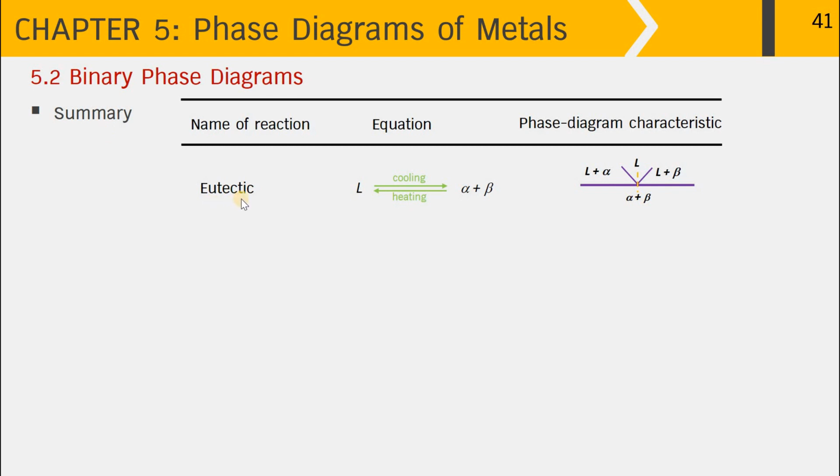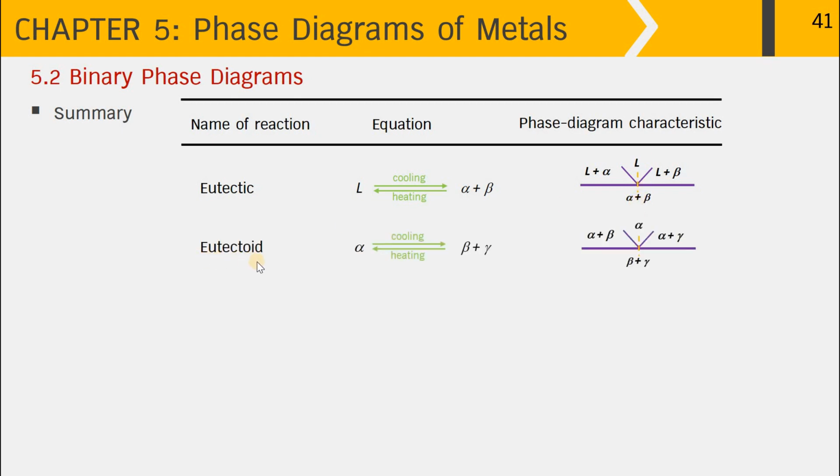First, the eutectic reaction, in which the liquid transforms into alpha plus beta upon cooling, and the reaction is in the opposite direction upon heating. On your left-hand side is the phase diagram characteristic, that is, the liquid phase transforms into alpha and beta once passing through the eutectic temperature.